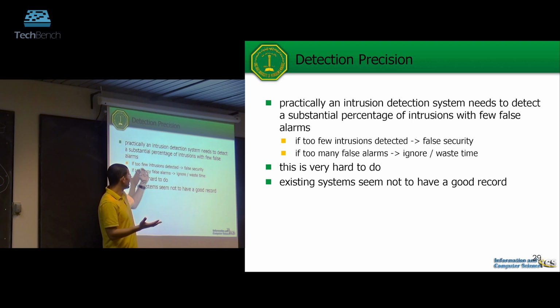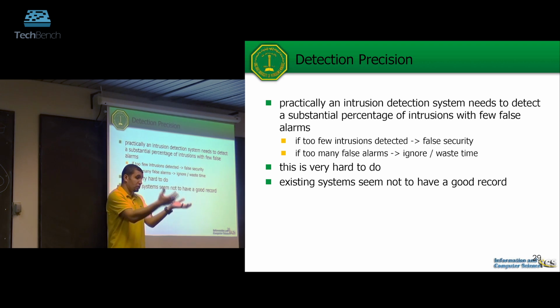Basically, what's happening here? The system will not alert or trigger the event unless it is 100% sure. If it is 80% sure, it will not raise a flag. So the precision here is very high, but there is a false sense of security. Why? Because a lot of other intrusions are not reported.